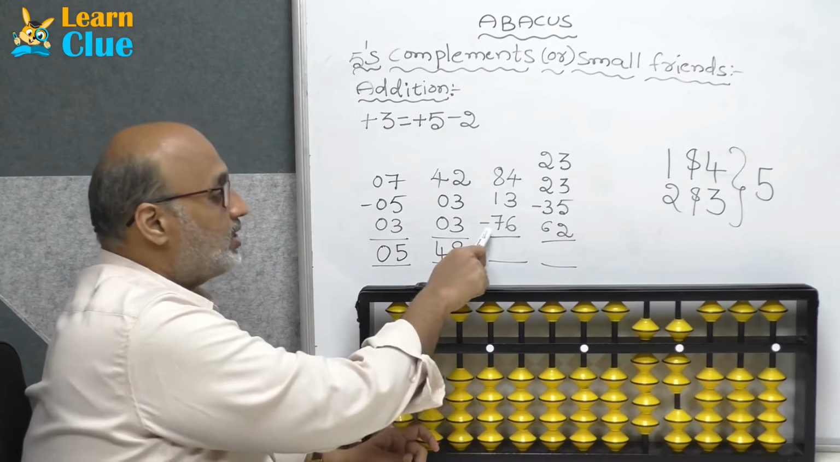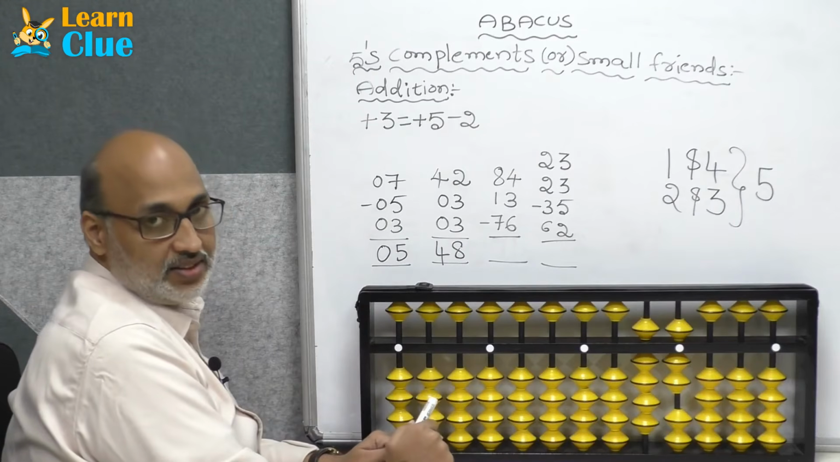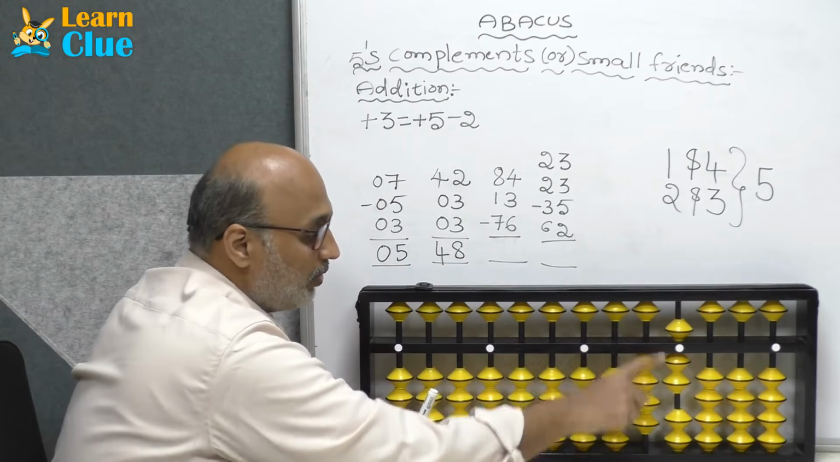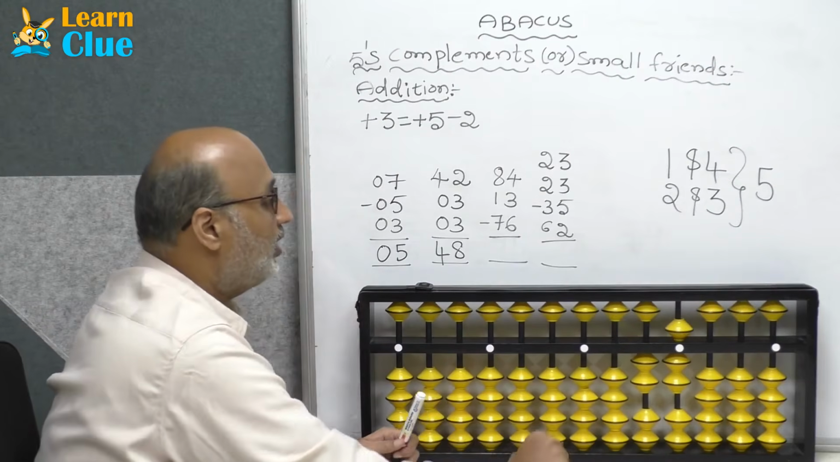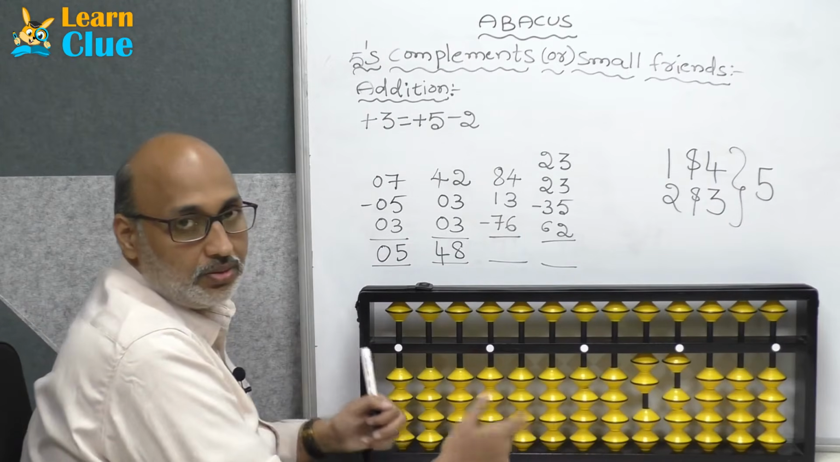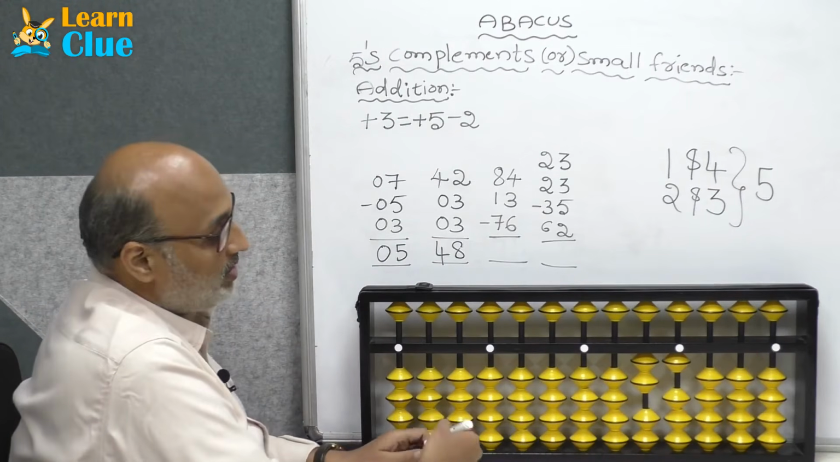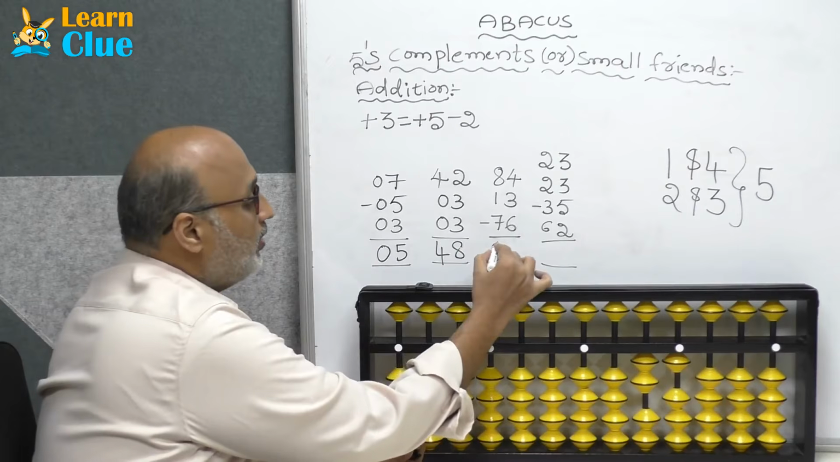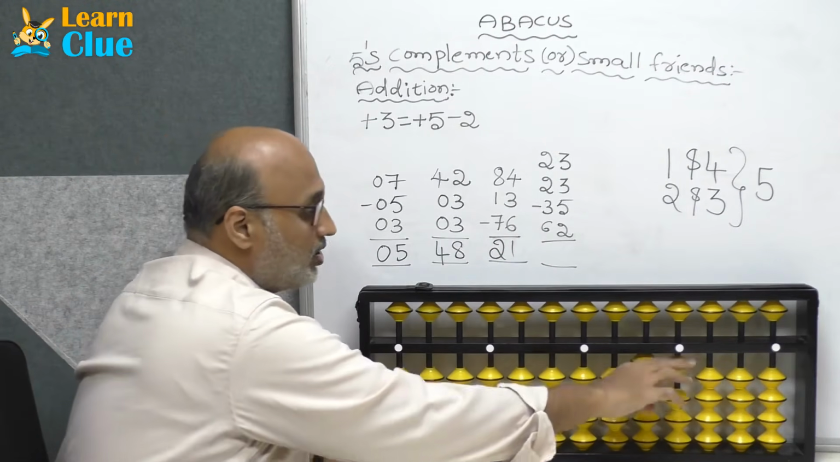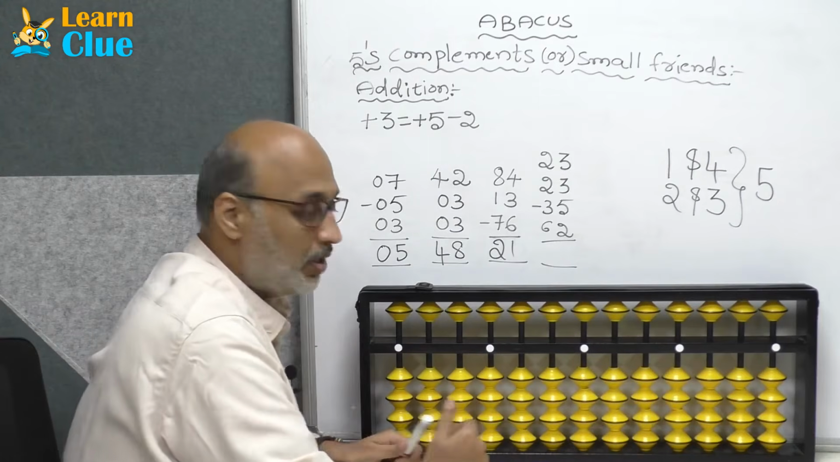Right. Now they are asking minus 76. Minus 70 in tens place. Minus 50, 60, 70. And minus 6. Minus 5, minus 1. Now tell me, what is the answer? 21 is the answer. Okay, we'll see one more last problem.